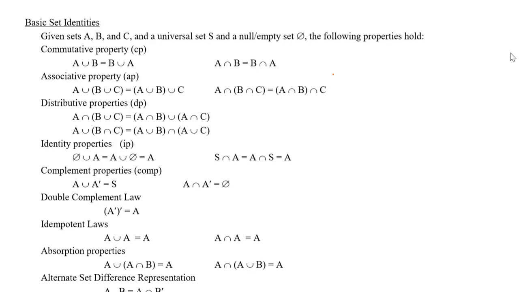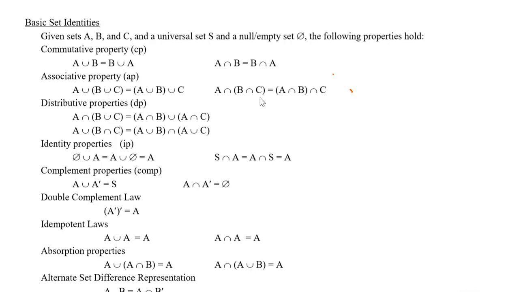The commutative property holds here. A union B is the same as B union A, and A intersect B is the same as B intersect A. The associative property: A union B, union C, is the same as A union B union C, so you can move the parentheses.